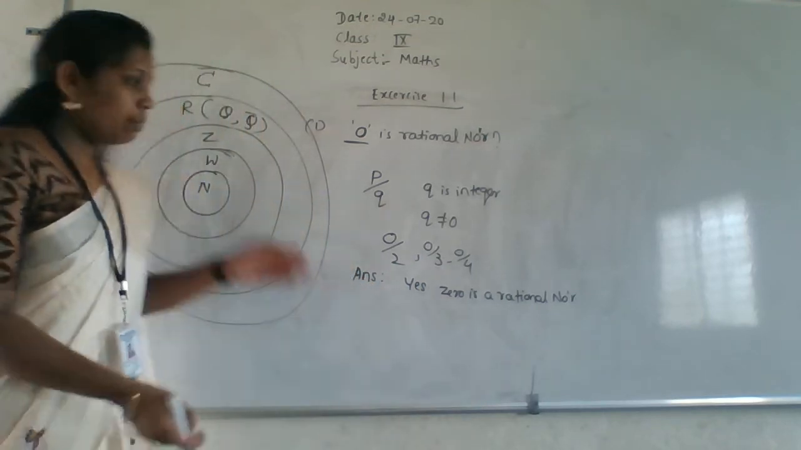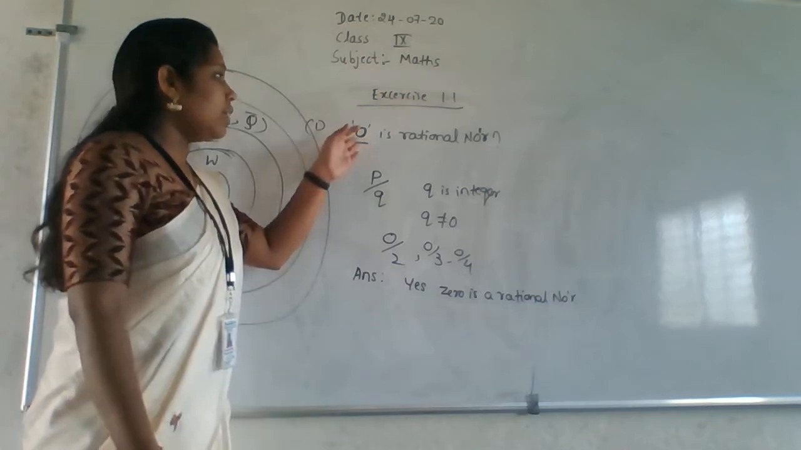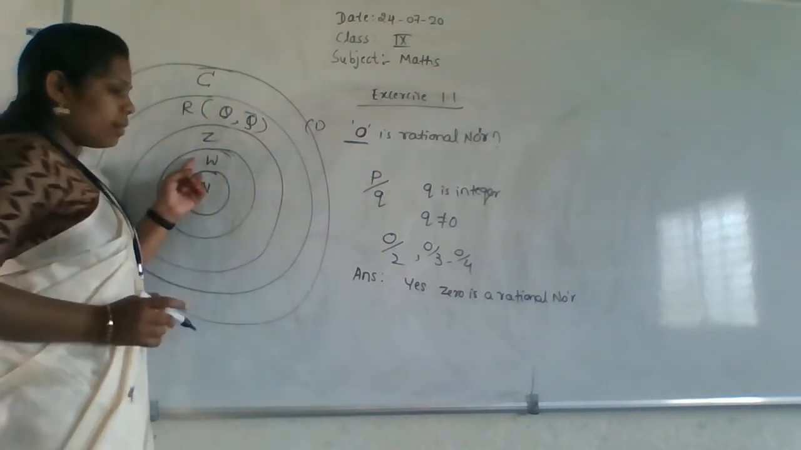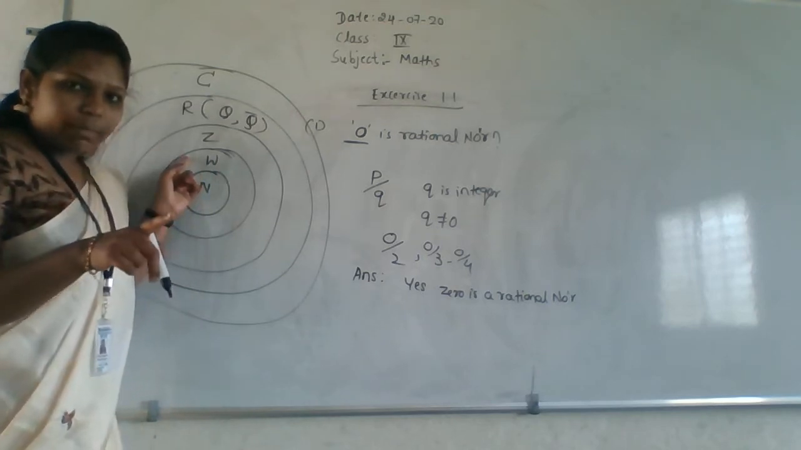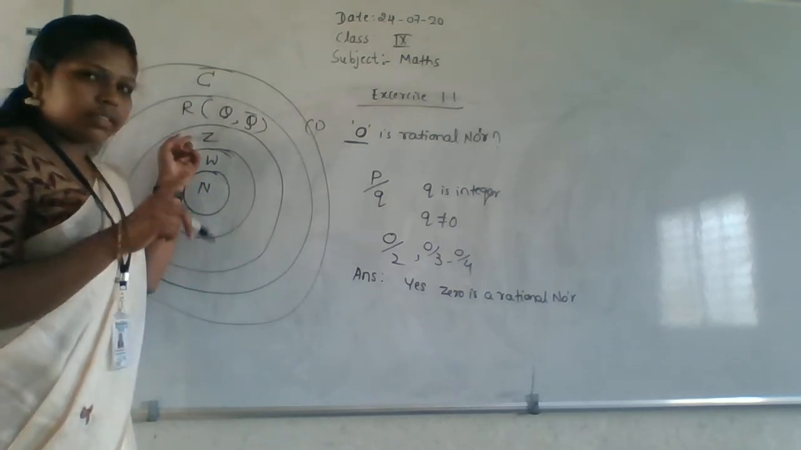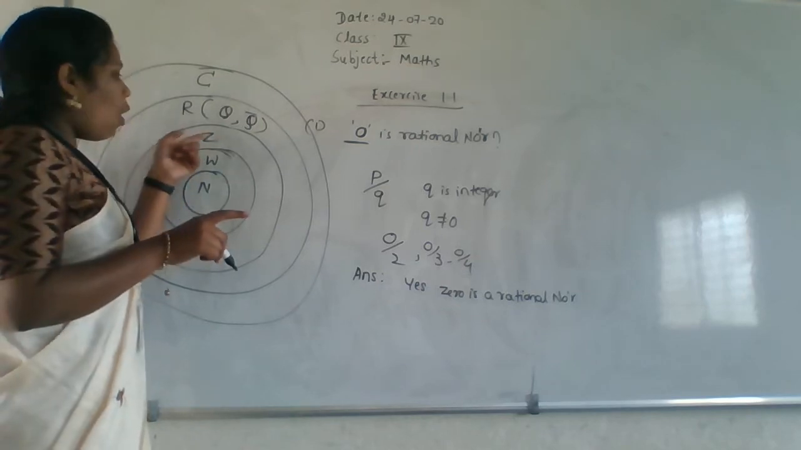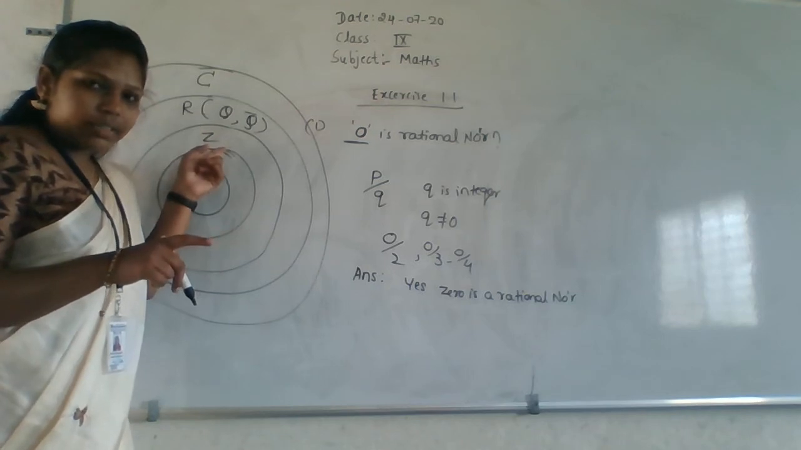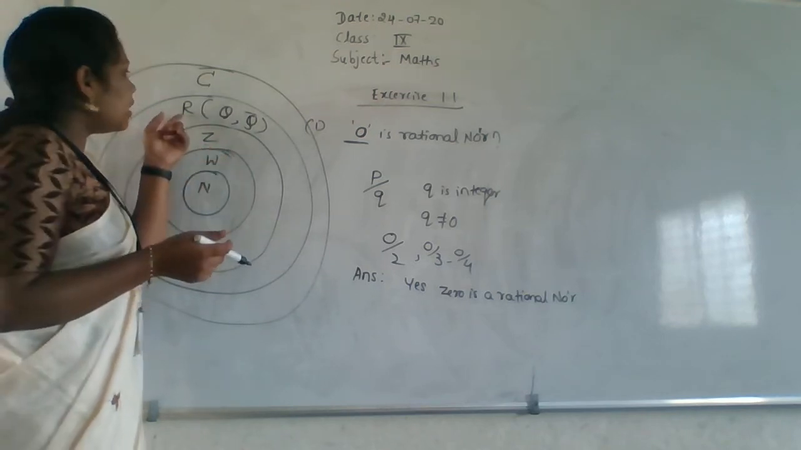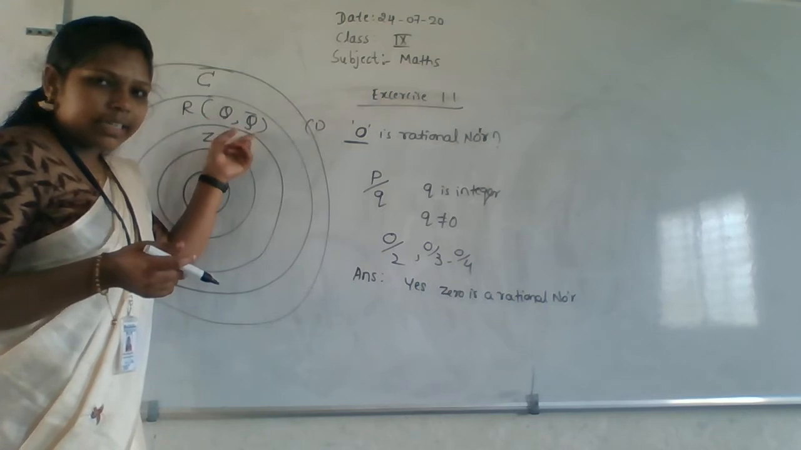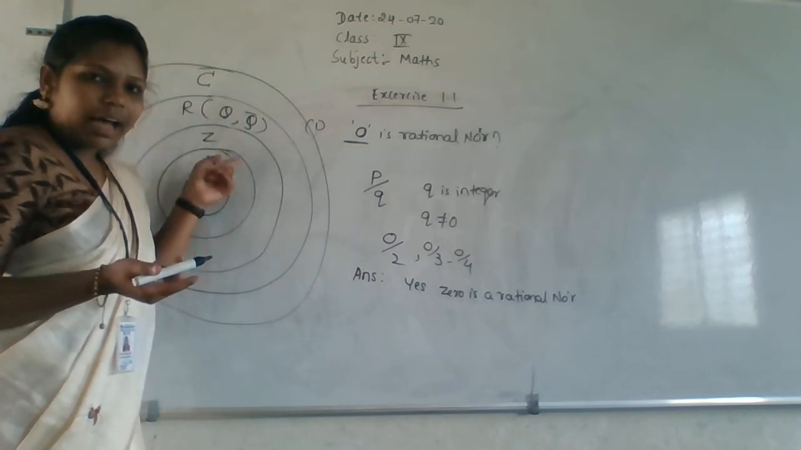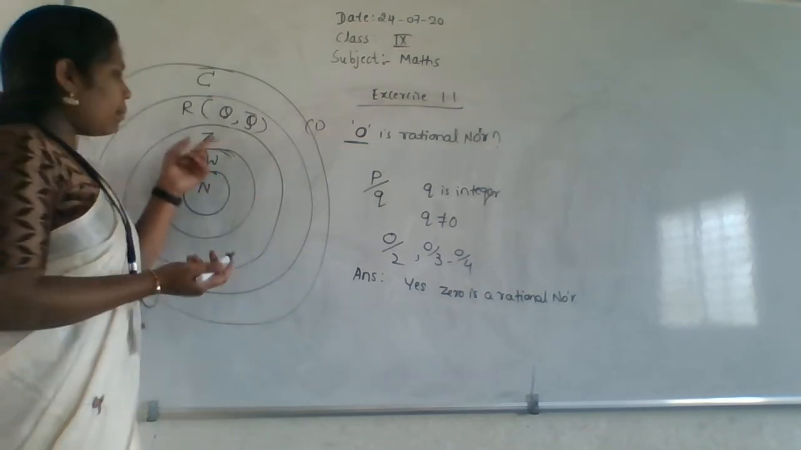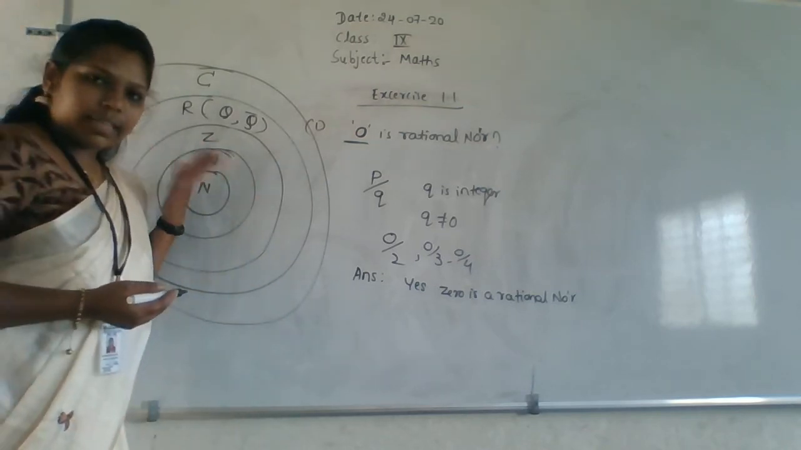Even using this diagram, we can tell 0 is a rational number. How? See here. In whole numbers, 0 is there. Even in integers, 0 is there, right? All the integers are real numbers, so in the integers we have 0. Then obviously the real numbers contain rational and irrational numbers, and obviously the rational number is 0 only. So 0 is a rational number. By this diagram also we can say that.